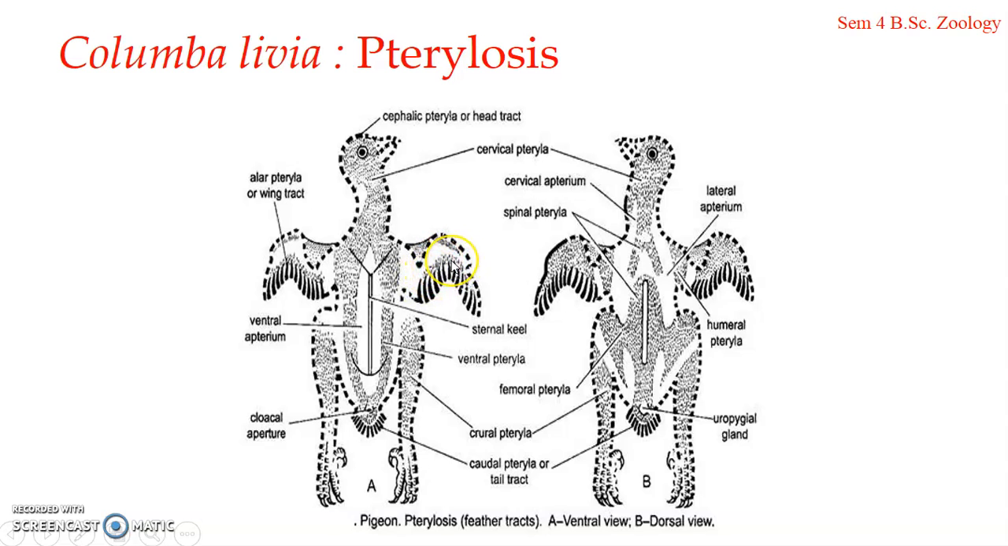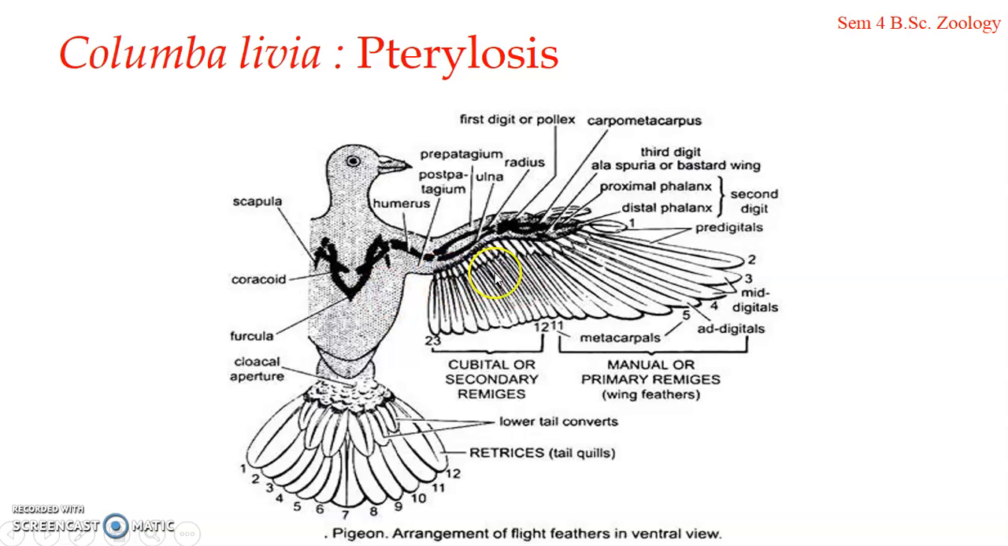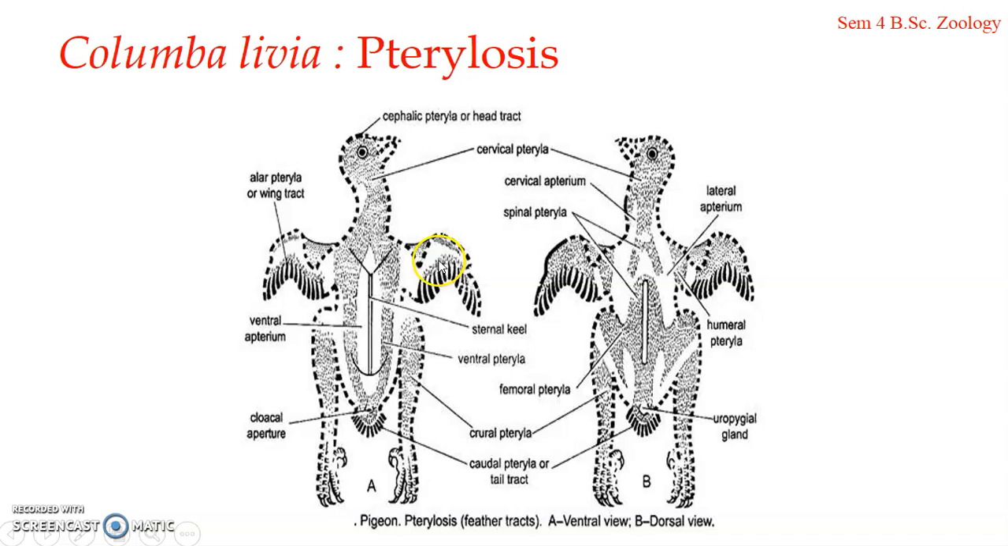We have already seen this particular feather stretch, which forms the feathers on this particular pteryla, that is the wing pteryla or the alar pteryla. Then we have the tail or the caudal pteryla, or the tail tract, and that is composed of rectrices with their coverts.